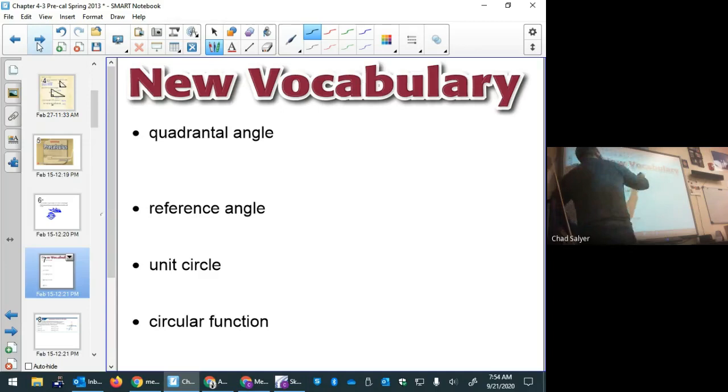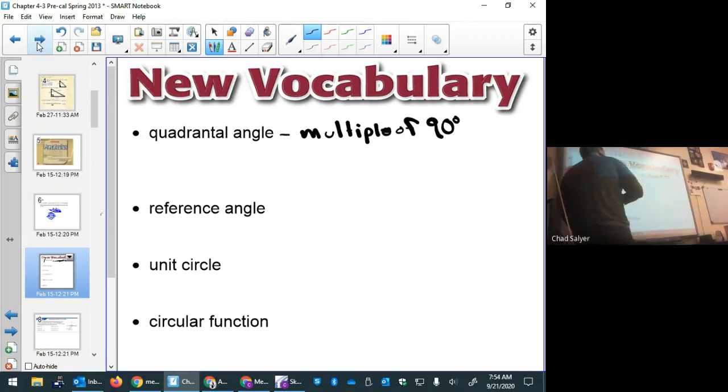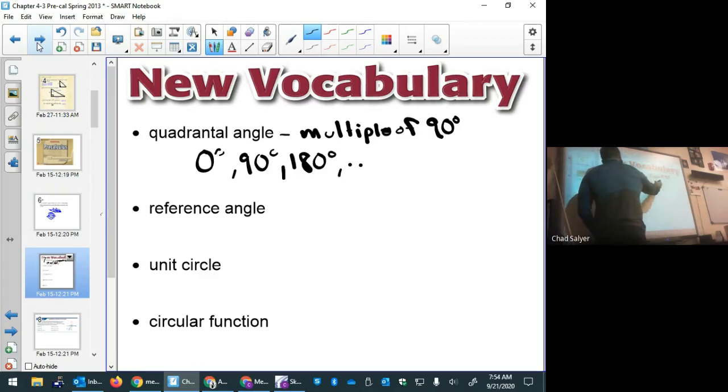A quadrantal angle is a multiple of 90 degrees. So 0, 90, 180, etc. Negative values count too. It's anything that terminates on an axis.